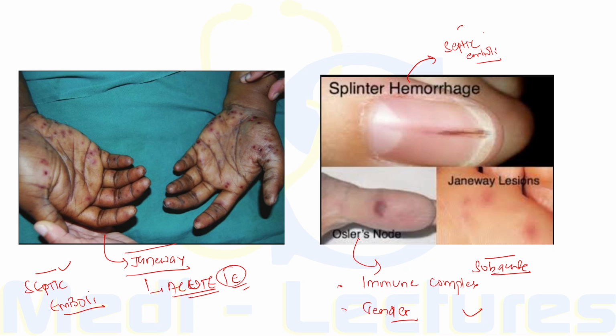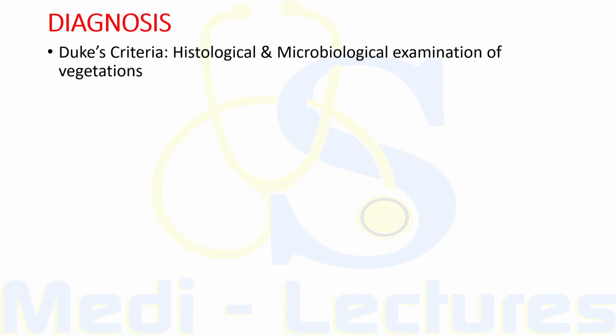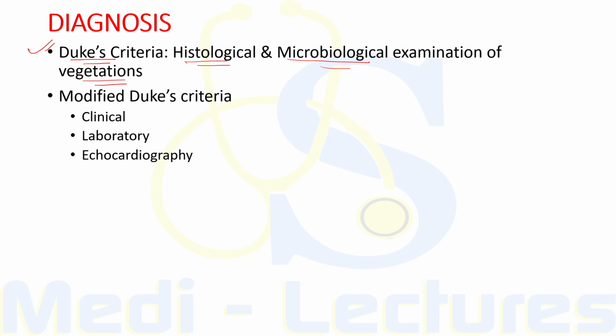Now let's discuss how to diagnose this condition. So according to the earlier used Duke's criteria, the definitive diagnosis of infective endocarditis requires the histological and microbiological examination of the vegetations, which is not possible in each and every case. Therefore, there was modification done in this criteria.